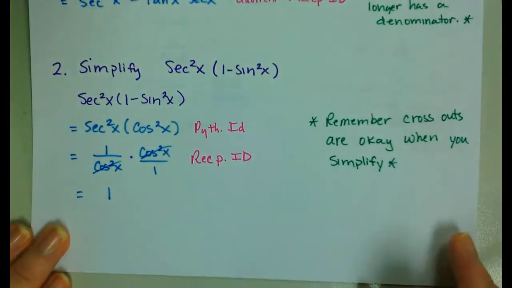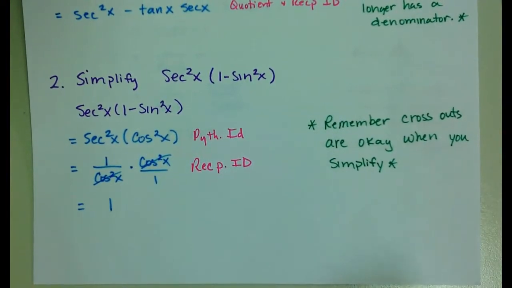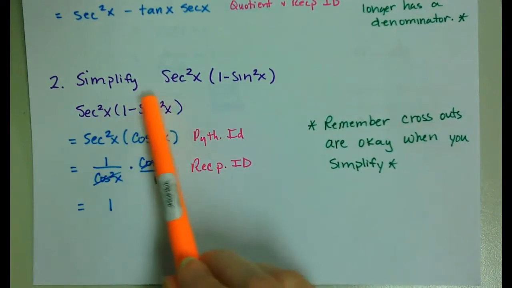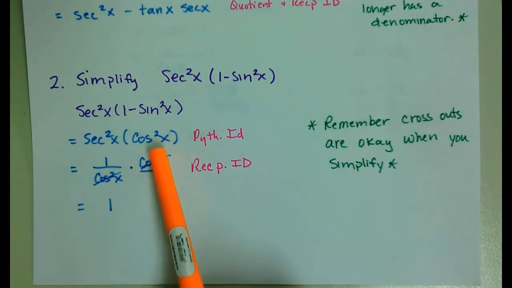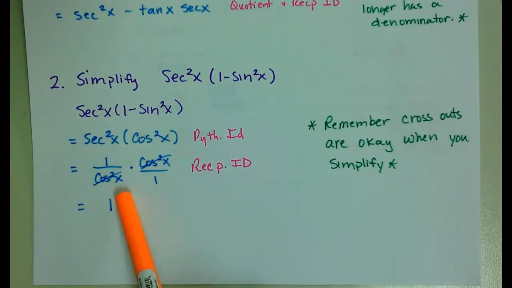On number 2, you have a lot more freedom on this one because it's not giving you anything specific. It's just saying simplify it. So I can see that I have a Pythagorean identity right here. So I replaced this with my cosine squared x. And then I said, okay, I know this is a reciprocal identity, so I have it here.